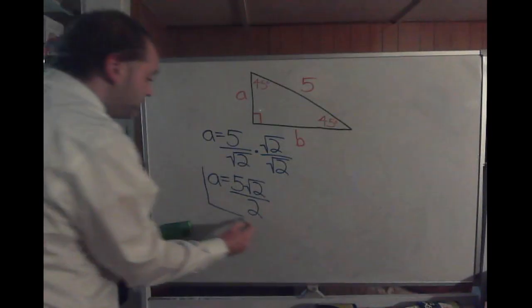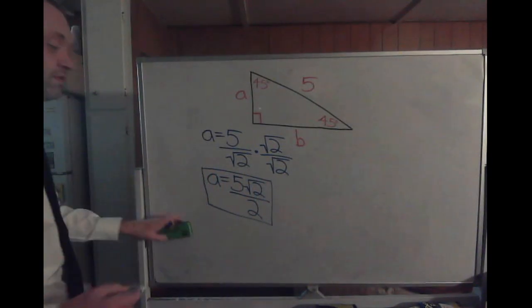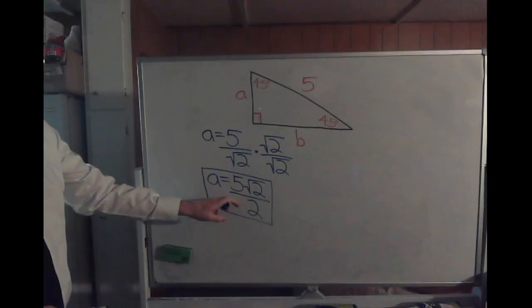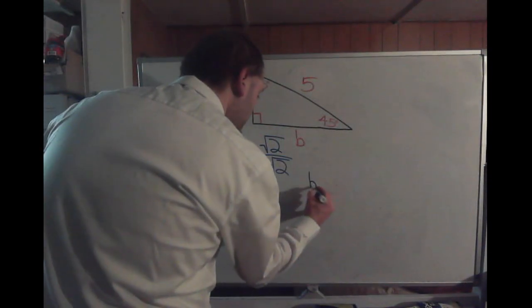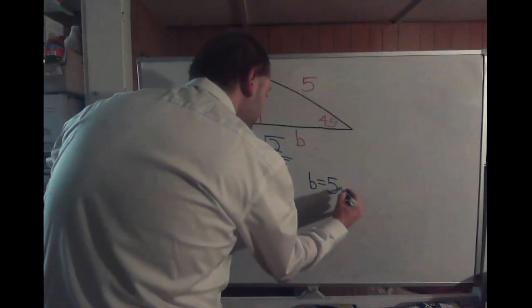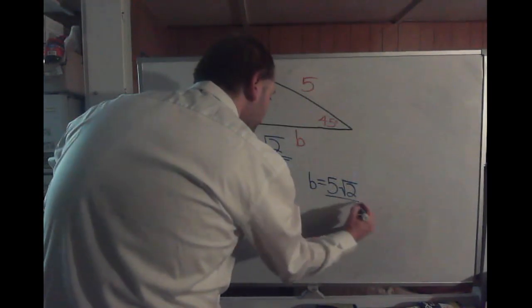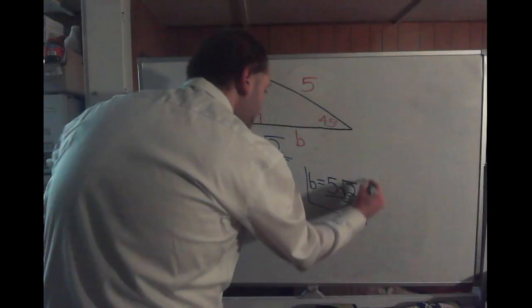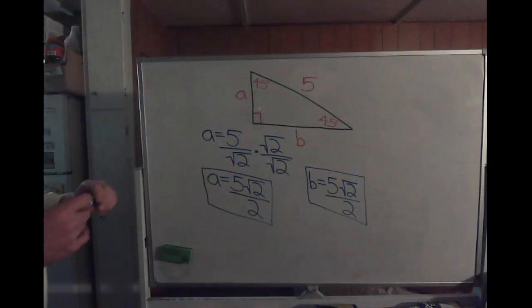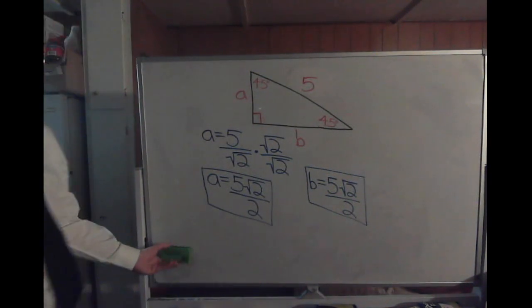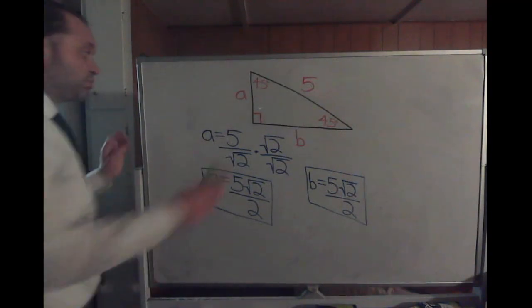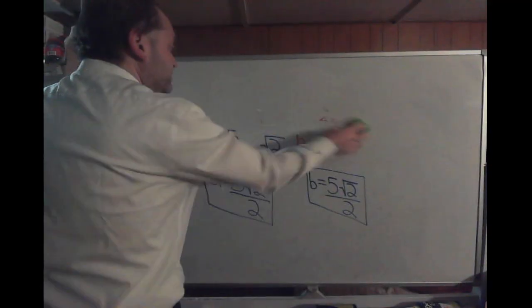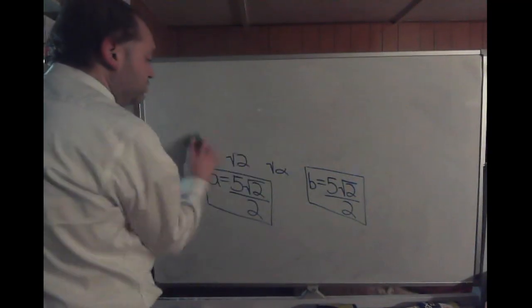And unfortunately, there's no way to reduce it any further. It's just this ugly mess of 5 times the square root of 2 over 2, which means B would have to have the same length. So B also equals 5 times the square root of 2 over 2. So those are examples of the 45, 45, 90 right triangle. Next, we're going to transition into the 30, 60, 90 right triangle, which is just a little bit harder, but not by much.